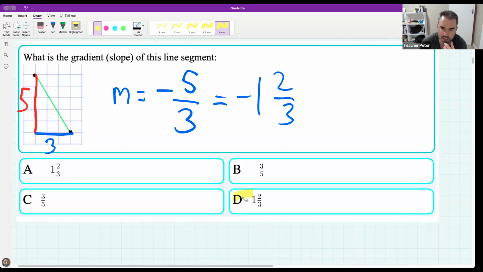Oh, I almost made a mistake. It's not D. It's not D. What's the correct answer? Be careful. What's the correct answer here? I almost fell into the trap myself. It's not D.